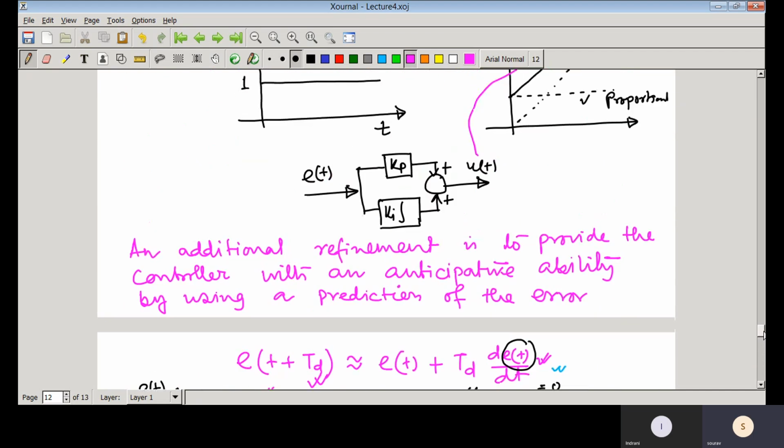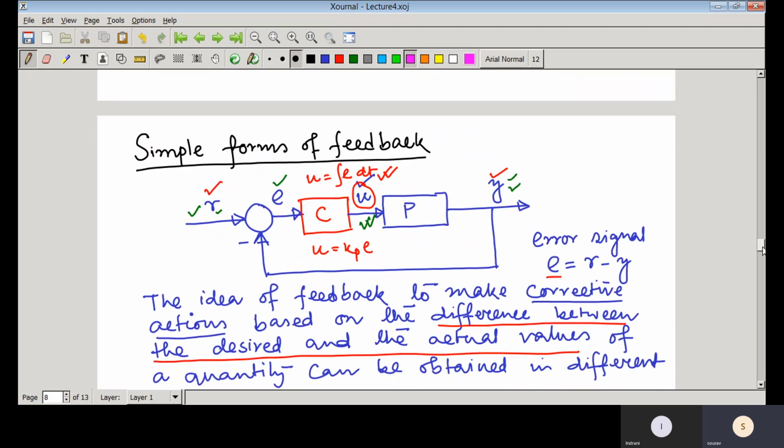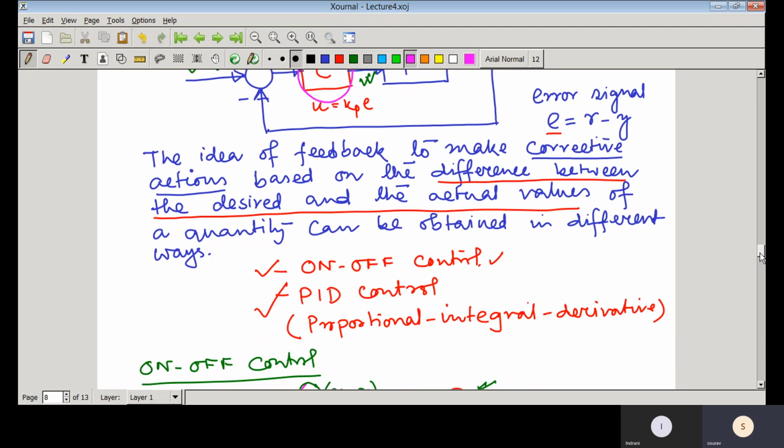So let me summarize what we have discussed today. We started with simple forms of feedback, and we have already discussed what is control, what is feedback, and what are the effects of feedback in closed loop control. Our discussion today was confined only to this particular block, that is the controller block. We first discussed the on-off controller, and then the PID controller.